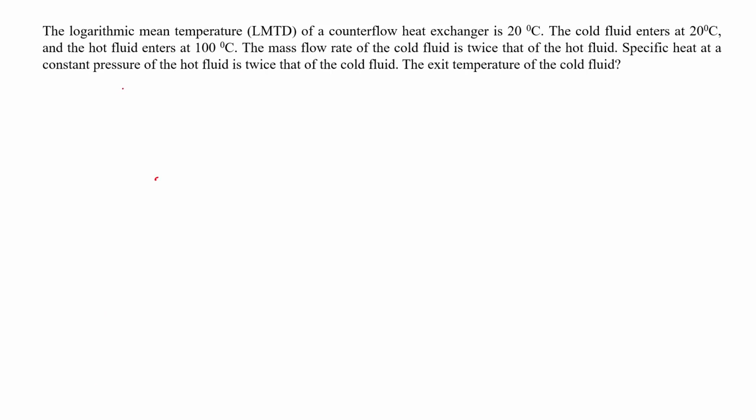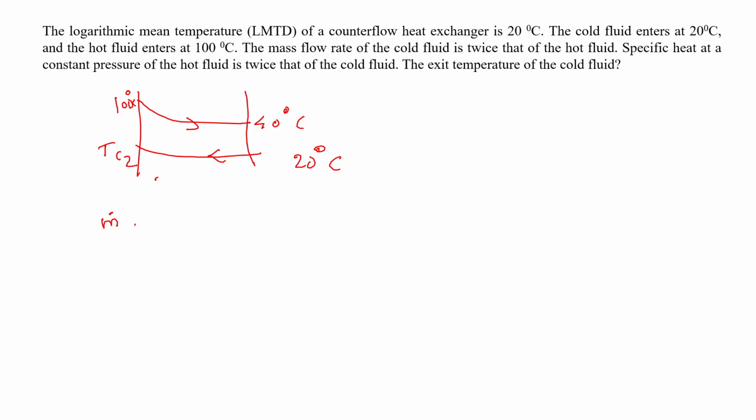So actually, what is given here, if you draw it like this: temperature 100 degrees Celsius, 20 degrees Celsius, and we don't know the TC2 value. Here we know the value, 20 degrees Celsius. Now we know that in the question it is given that the mass rate of cold fluid is twice the mass rate of hot fluid.